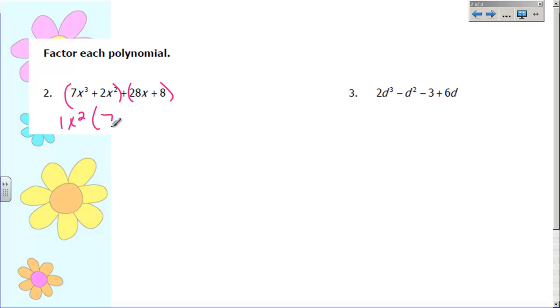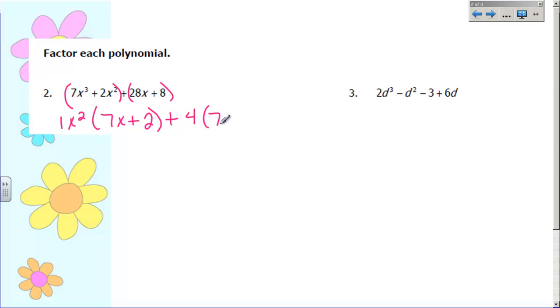7 divided by 1 is 7. X cubed, x squared, I still need an x. 2 divided by 1 is 2, and the x squared is already taken care of, so we're good. Plus. Now the greatest common factor for 28 and 8 is going to be 4.